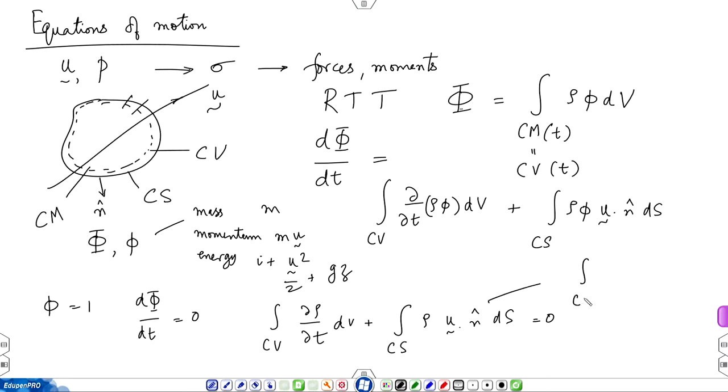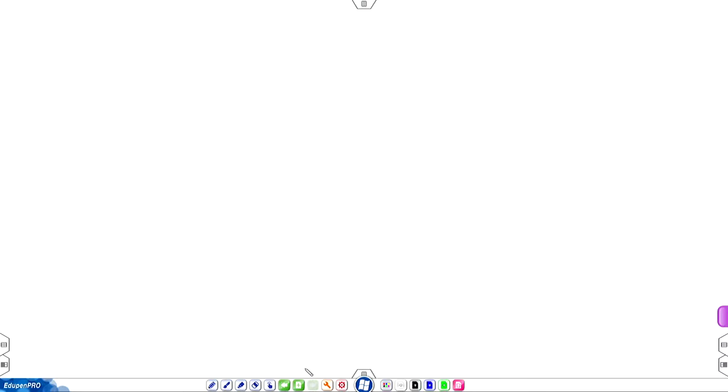So, this is integral over Cv del dot rho u dv, and then combining the two integrals, you may either let Cv shrink to a point, or you may say Cv is arbitrary, that means it is not prescribed. Since it can be anything, it follows that the integrand is 0. So, we got this differential form where rho is the material density.